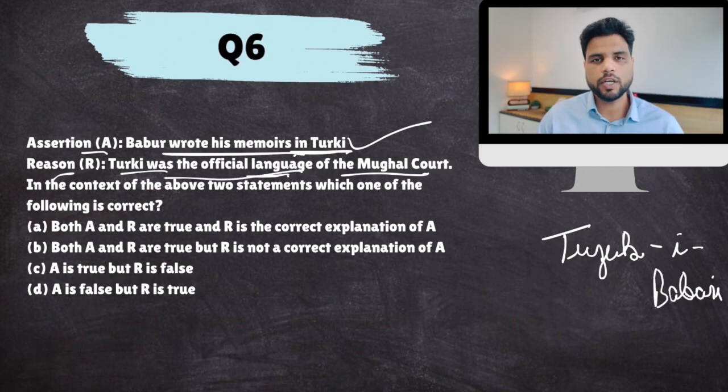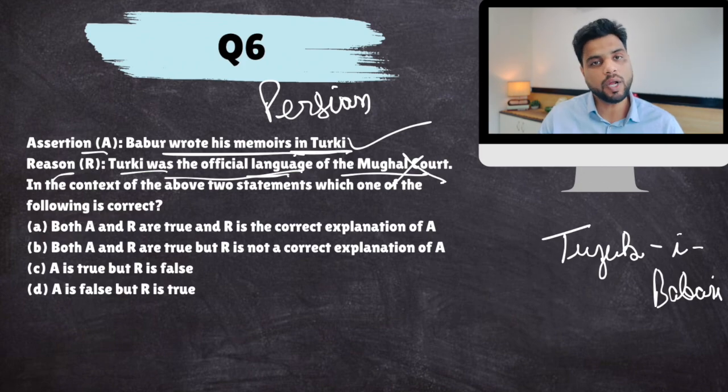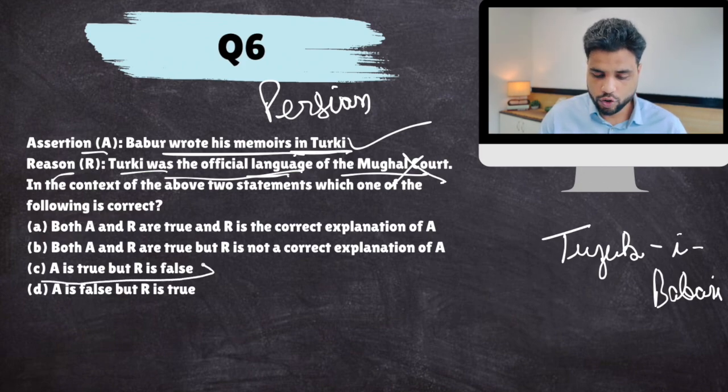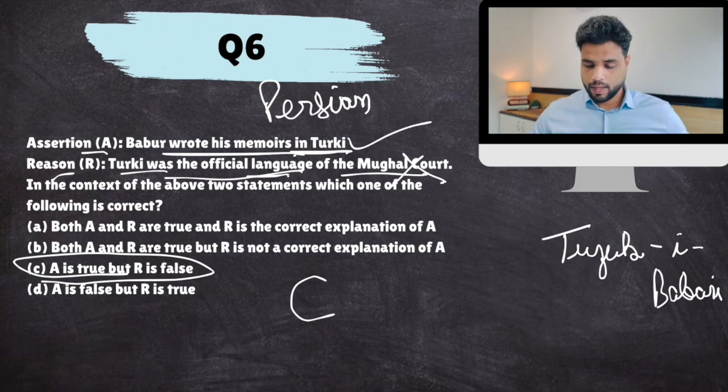Turkish was the official language of Mughal court? No, the official language was Persian of all Mughal emperors. So A is true, R is false. Remember this, Persian was the official language. Okay, next.